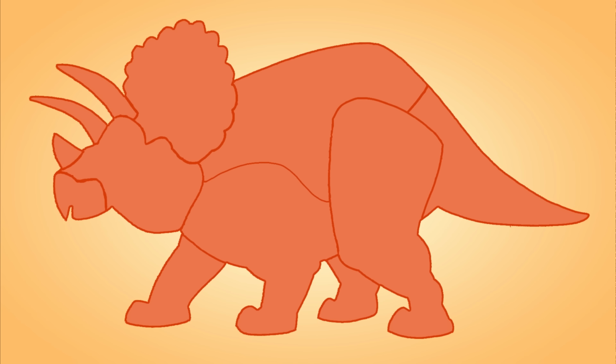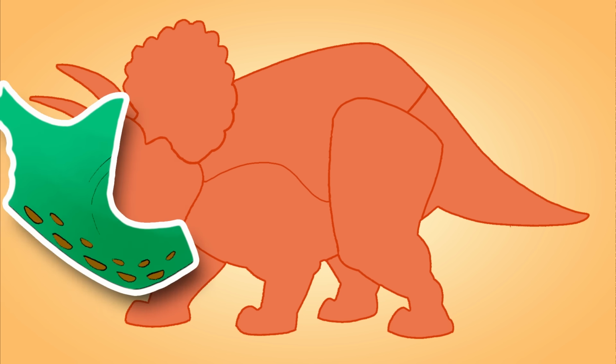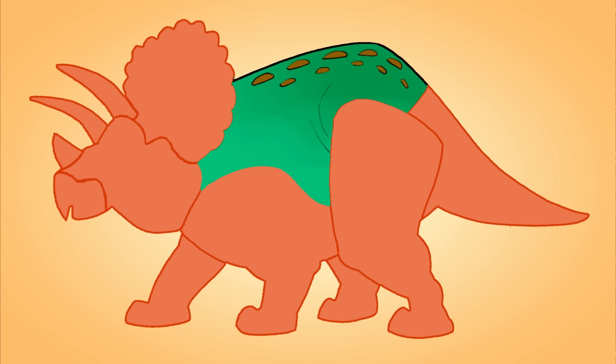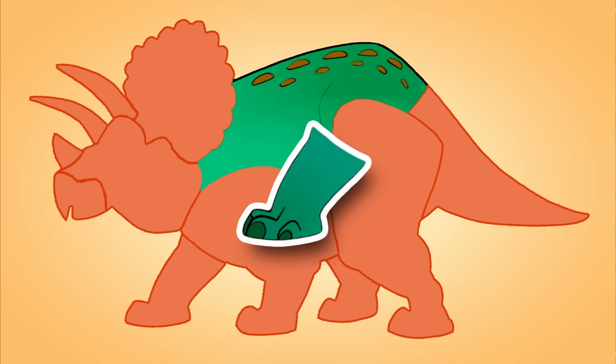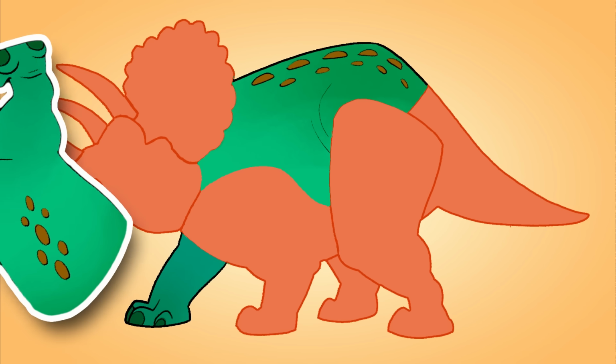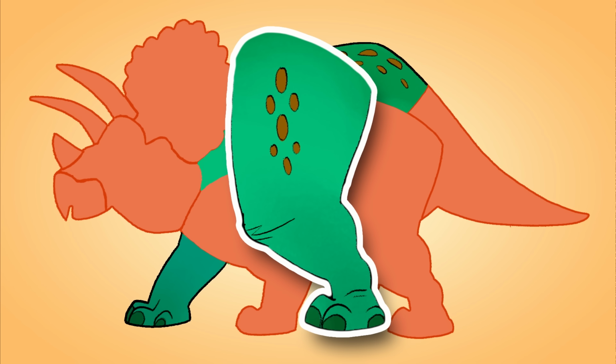Hi, everyone. Today, we are going to guess a dinosaur. Can you guess what dinosaur this is? Let's look at the first piece. Ooh, this one's got spots on it. Do we know a dinosaur that has spots? Oh, look, it goes on its back. This looks like a paw. Do you know where it goes? Ooh, this looks like a leg.